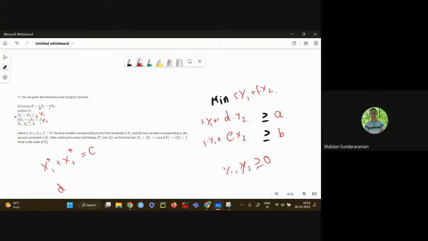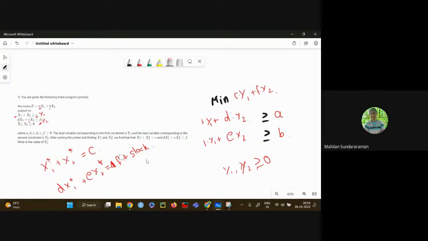Whereas dx1 star plus dx2 star is less than f, which means there is some more this value plus some slack. Let's call it the slack. Only then will this become equal to f. Okay. Yes. With me so far? All right. And slack will be on the left hand side.